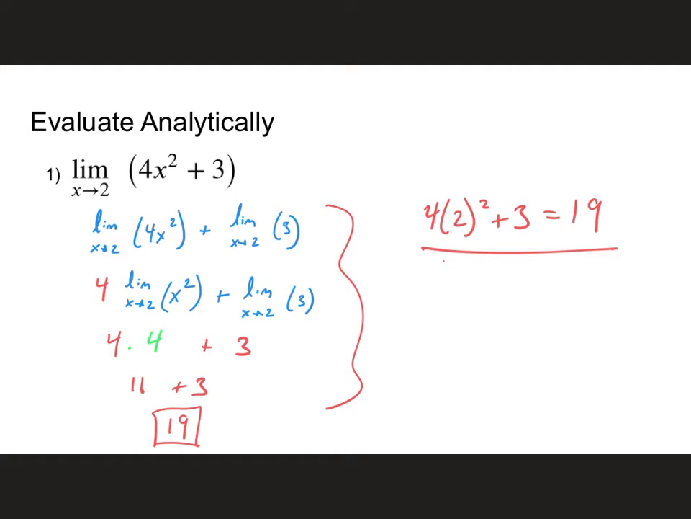If you get something nice and this equation isn't anything weird, you can trust the value that you get as the output value to evaluate the limit. Let's take a look at a couple more examples.